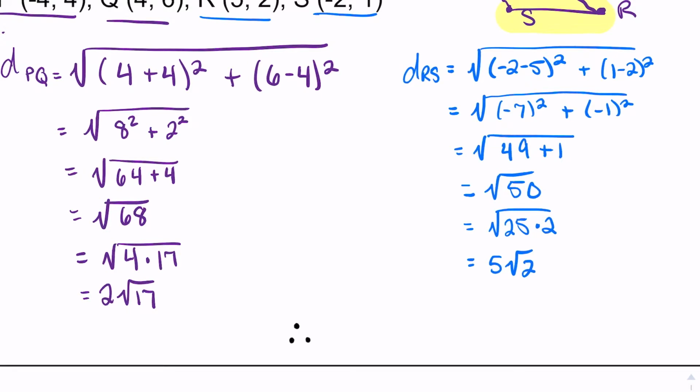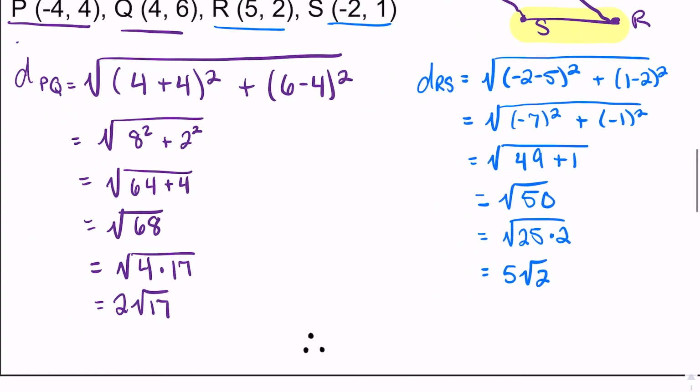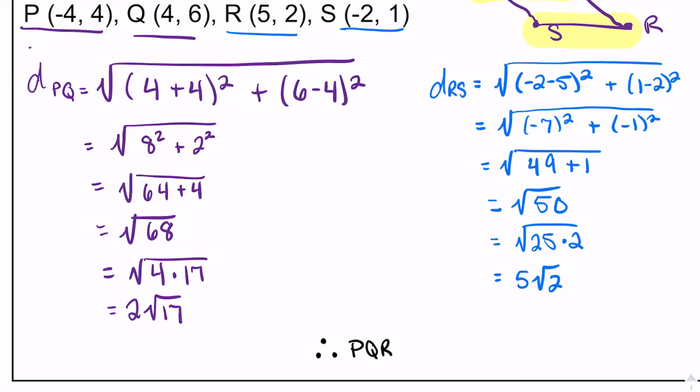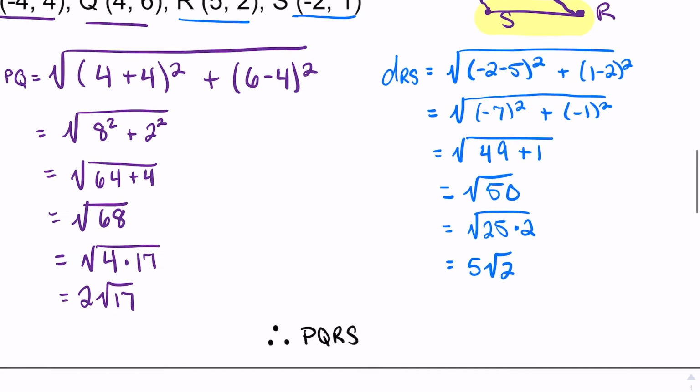If the top and bottom are already not congruent, we can go ahead and stop, because we know that both pairs of opposite sides have to be congruent. So this will not be a parallelogram.